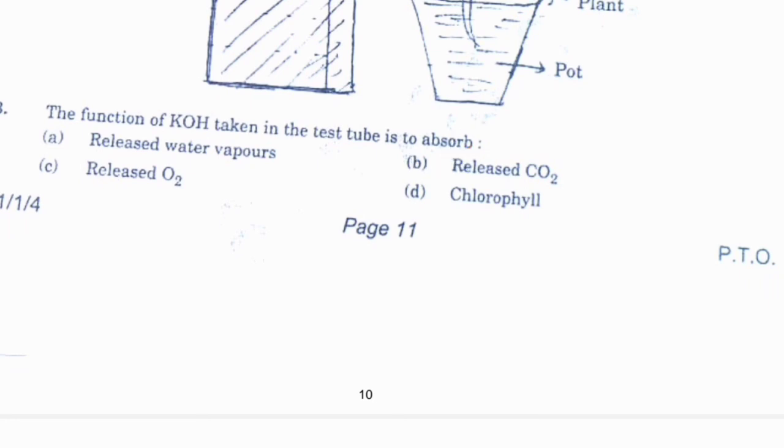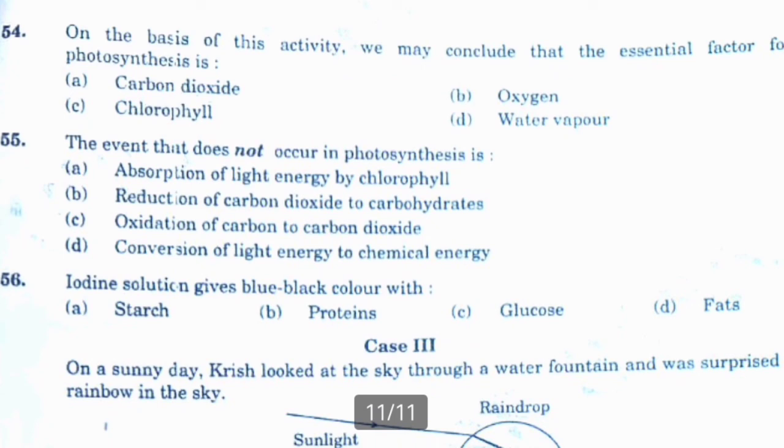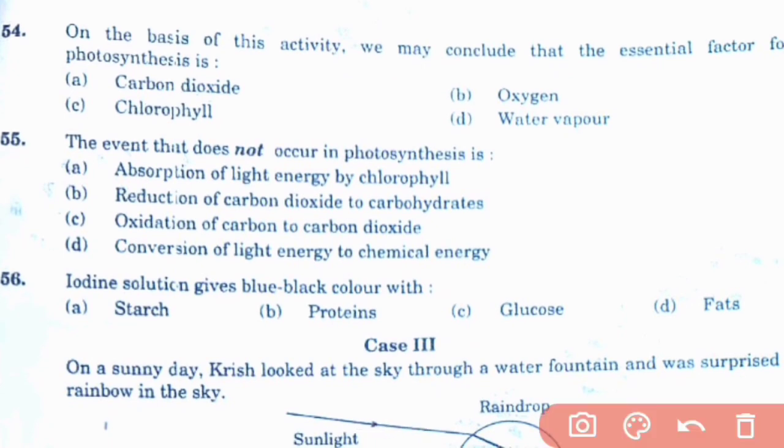So next question, that is 54th. On the basis of activity we may conclude that the essential factors for photosynthesis is A: carbon dioxide, B: oxygen, C: chlorophyll, D: water vapor. So the correct answer is carbon dioxide. Option number A is the correct answer.